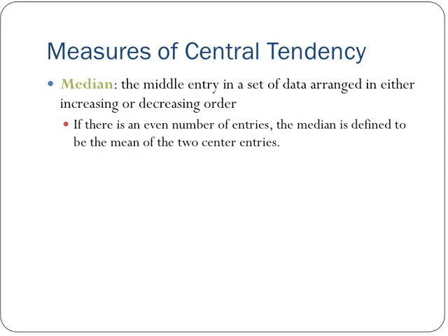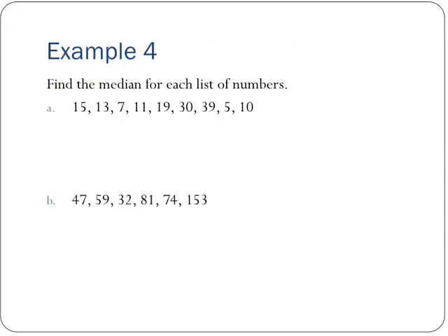All right, look at example 4. Find the median for each list of numbers. I'm going to go ahead and put it in increasing order. So we'll start with 5, then 7, 10, 11, 13, 15, 19, 30, 39. You can double check and make sure that we've accounted for all of them. If you want to cross them off as you go, that's fine. Or you can just count them up and make sure you didn't lose one. It looks like in the original list there were 9, and in our list we also have 9. So we're all set there.